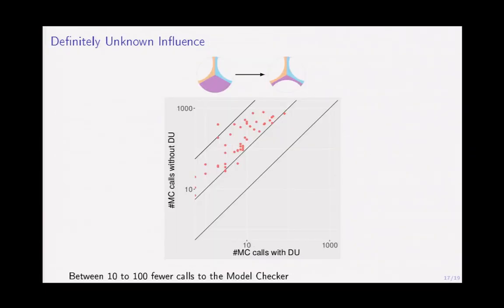Then we evaluate the speed up due to the use of the definitely unknown analysis by comparing the number of calls to the model checker we actually made and the number of calls we would have made without running the definitely unknown analysis. And this shows that we run from 10 times to 100 times fewer calls to the model checker by running the definitely unknown analysis. And that allows the model checker phase to scale much better.